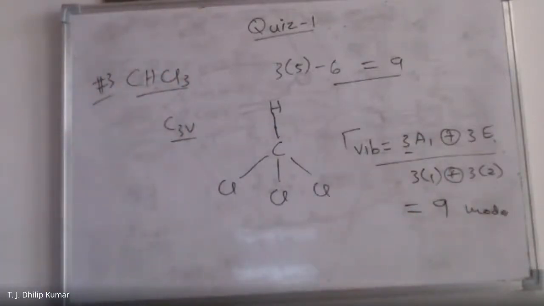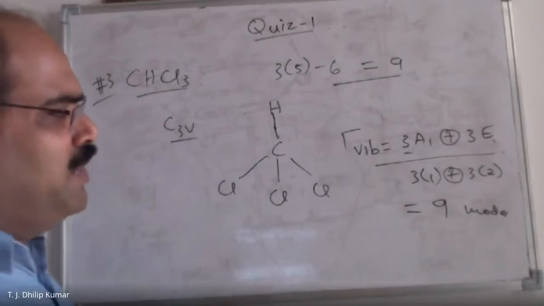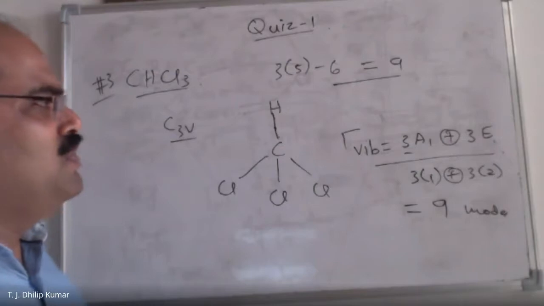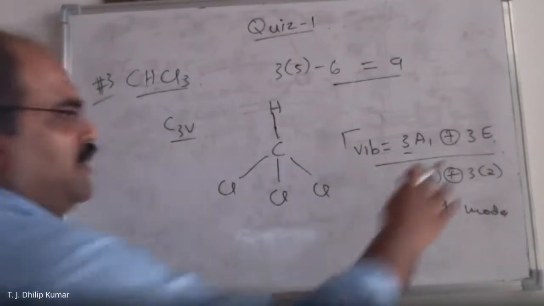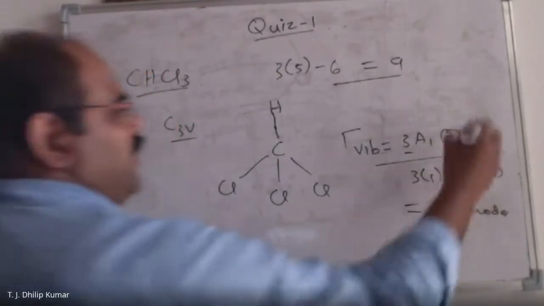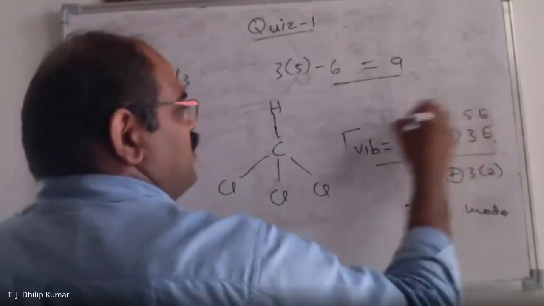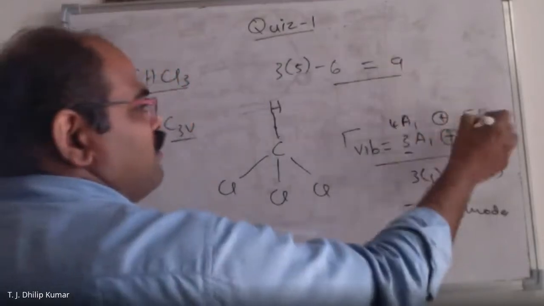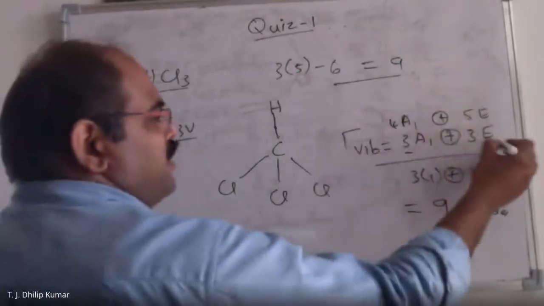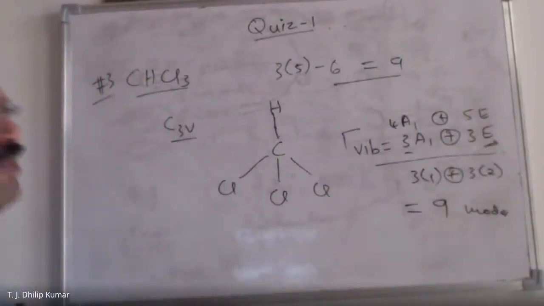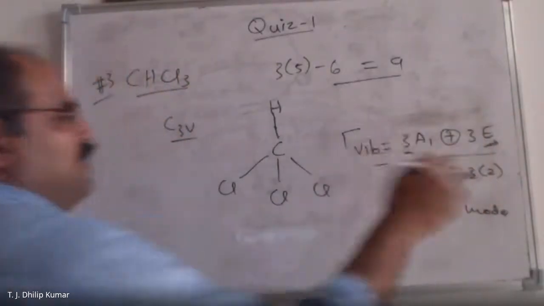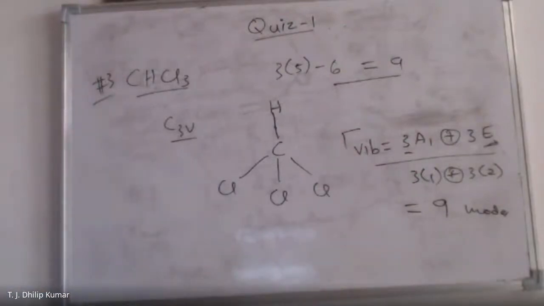I have seen half of them have reported 8 modes. I don't know why. Some people have written 6 modes. Some people have written 5 times this and 4 times this. If you put 5 times E plus 4 times A, of course you get 9, but 5 into 2 is 10, 10 plus 4, 14 modes will come. So remember, E is doubly degenerate, and T means triply degenerate. So you have to count that also. You cannot put it like that. Many of you had a problem in this.